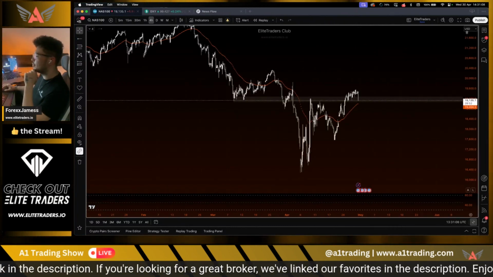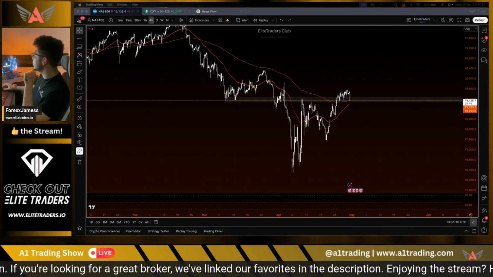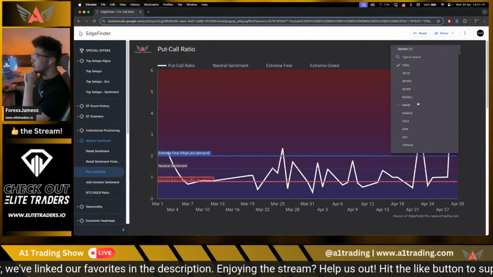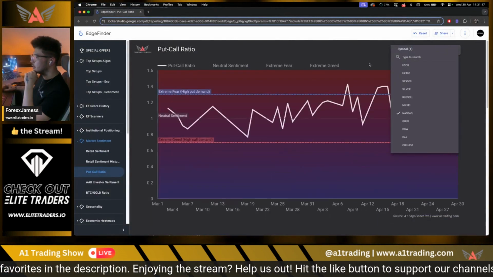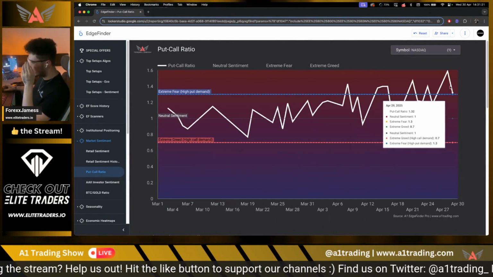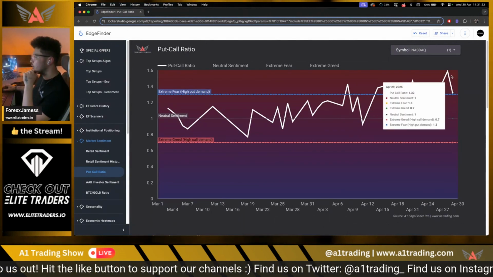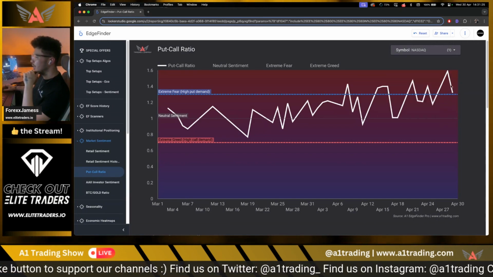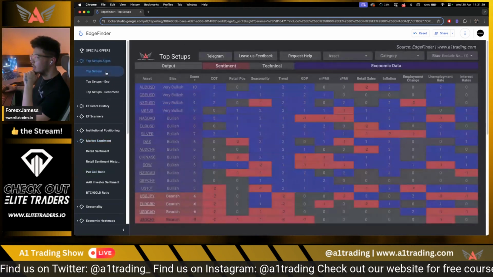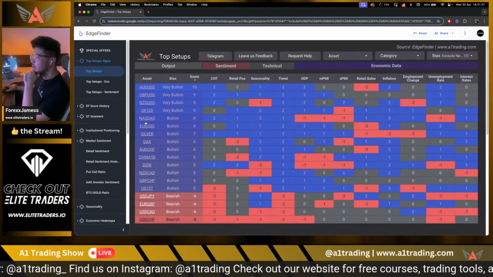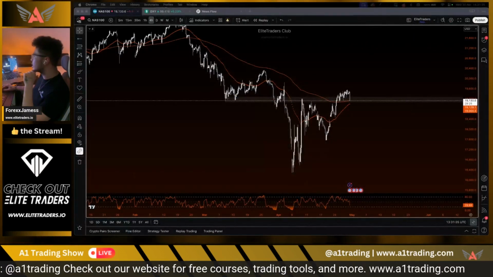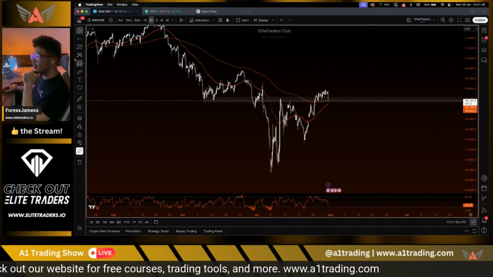NASDAQ, potentially also a nice long position. If we go back to the Edge Finder and we look at the NAS, our good old friend, we are still at extreme fear. Not as much as we were yesterday, but it is still quite above. So it's a little bit of a bullish sign there. We've also got the NASDAQ here with a bullish reading of 8. So that's another little confluence. So NAS might be one to look to buy.